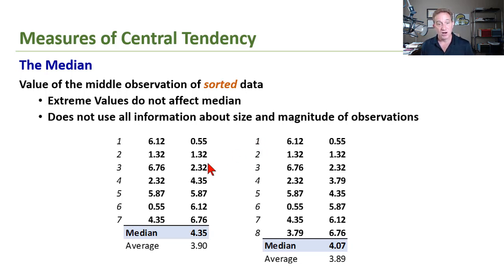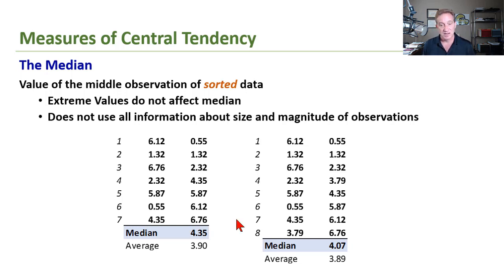On the other hand, it doesn't use all the information about size and magnitude of observations, right? So that's interesting. The median is not distorted by outliers. However, it in a way uses less information.